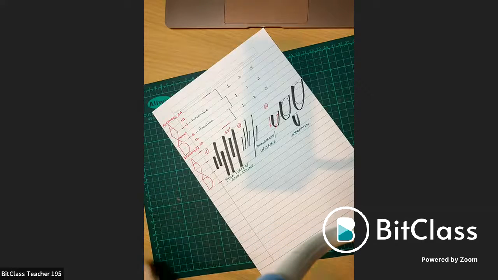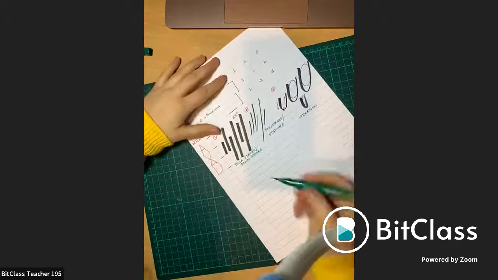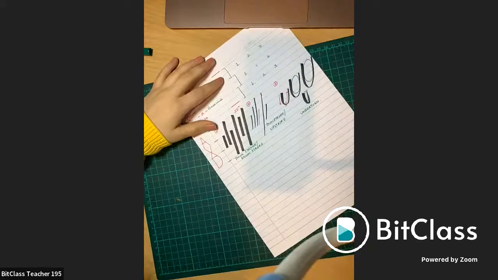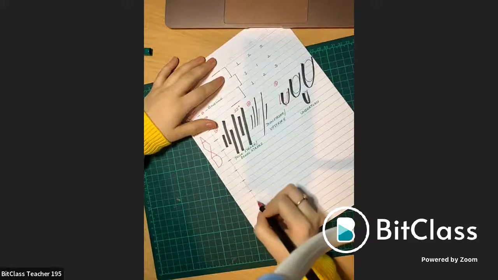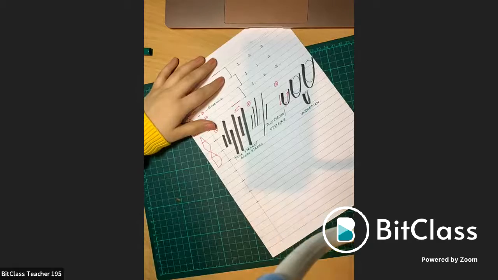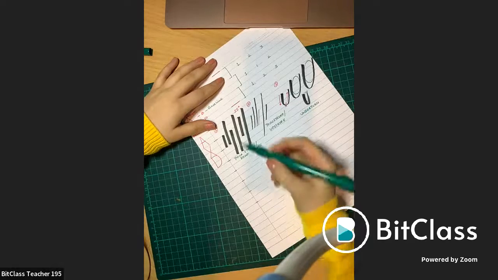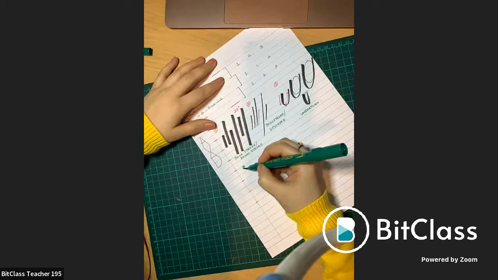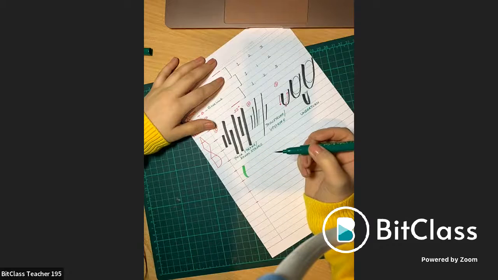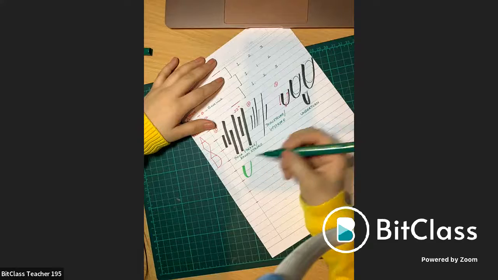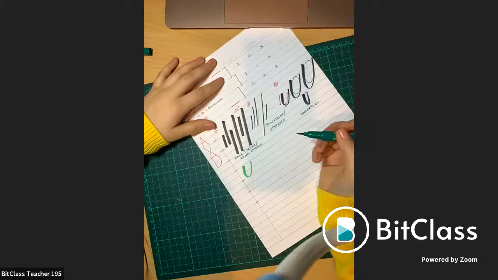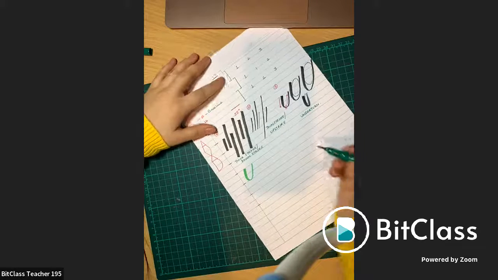Excuse me, can you repeat the third stroke? Sure. So you start with a thick stroke, come down, release the pressure, and then go up with a thin stroke. Okay. Yeah, thank you. Welcome.